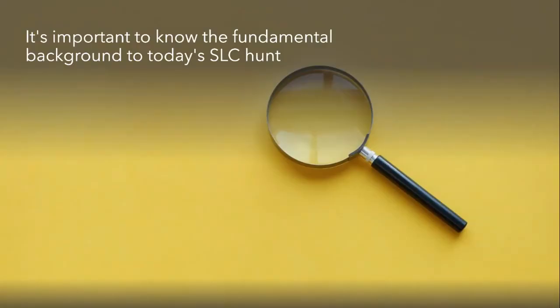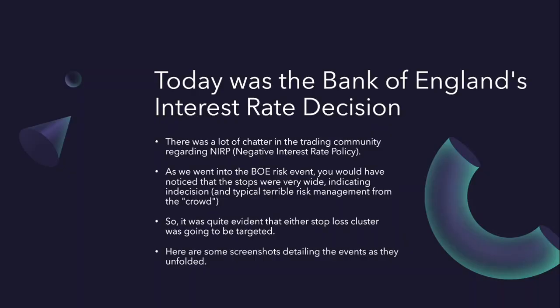And it's important to know the fundamental background to today's stop loss hunt. Today was the Bank of England interest rate decision, and there's a lot of chatter about negative interest rate policy. No one really knew if there was going to be any dissent in the voting. There was talk about one voter suggesting negative interest rates, but what actually happened is that they've put it off till 2022, and no one knew that until the event.